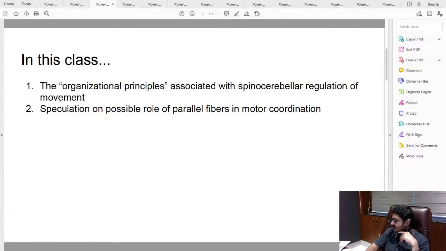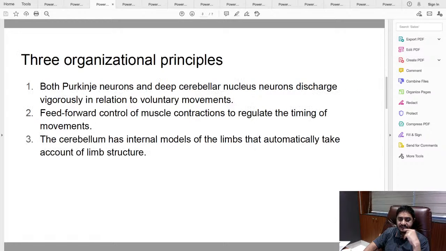And there are some organizational principles associated with the spinocerebellum, and what is the possible role of parallel fibers in movement coordination, right? So there are three principles stated in Kandel and Schwartz that we discussed. One is both Purkinje neurons and deep cerebellar nucleus neurons discharge in relation to voluntary movements. So voluntary movements and DCN neuron activity and Purkinje neuron activity are very well modulated. Second is that there is an anticipatory control of muscle contractions. So the timing of movements is well controlled. So this is actually a very interesting principle. So timing of movements is probably modulated by the cerebellum. And then the third one, a relatively controversial one, is that there are internal models of movement dynamics of the limbs that take account of limb structure. So these are the three principles that we have discussed.